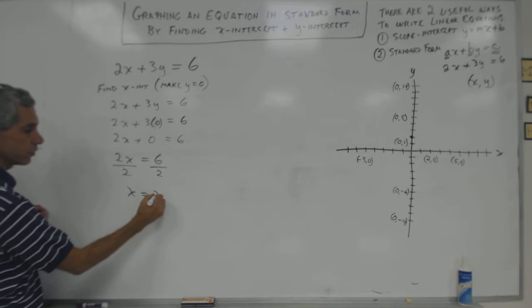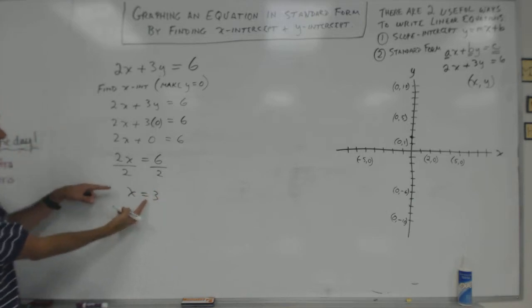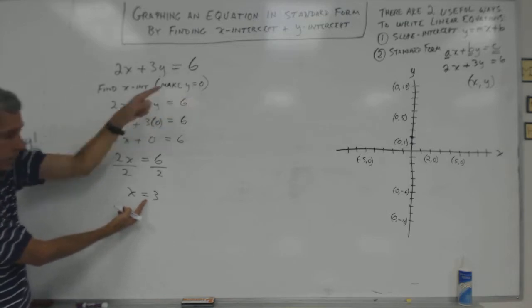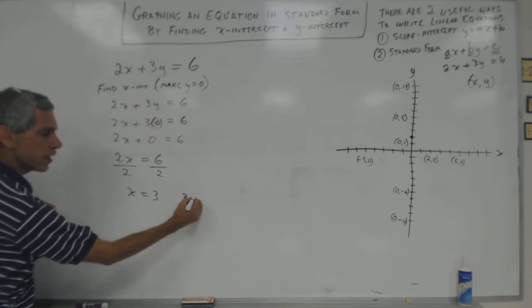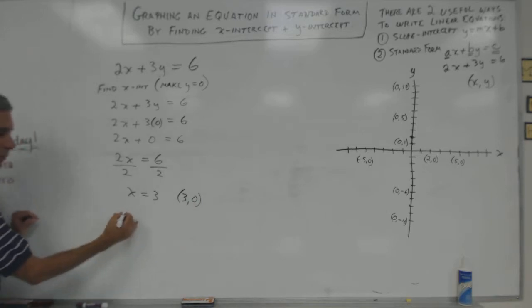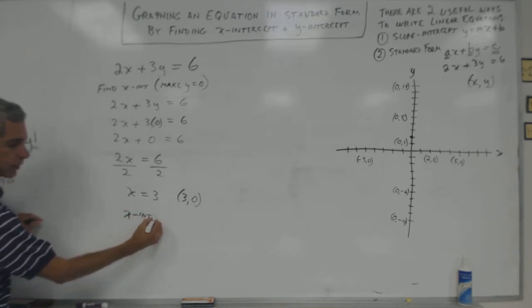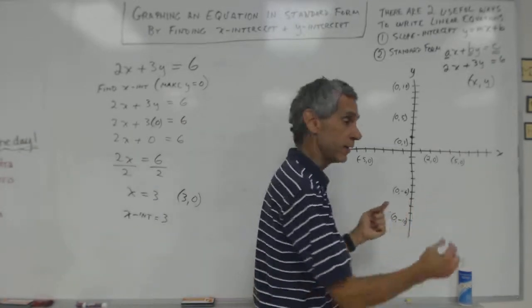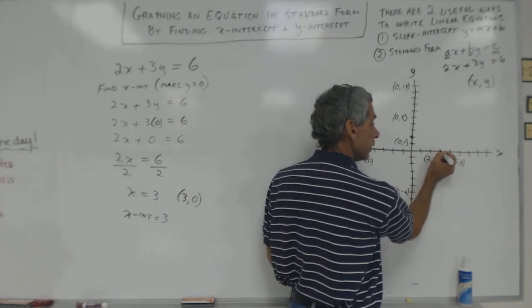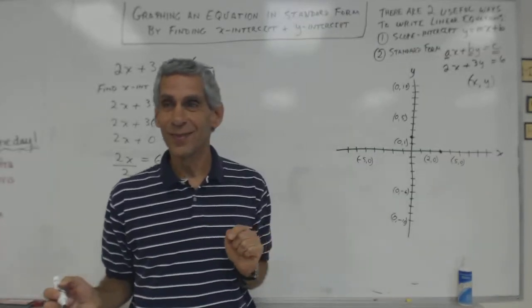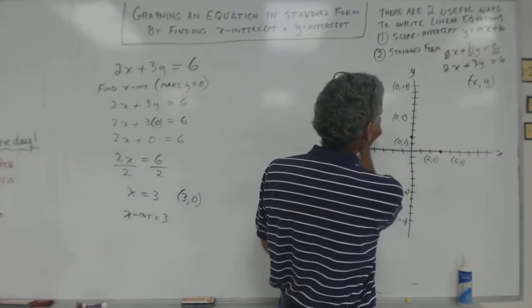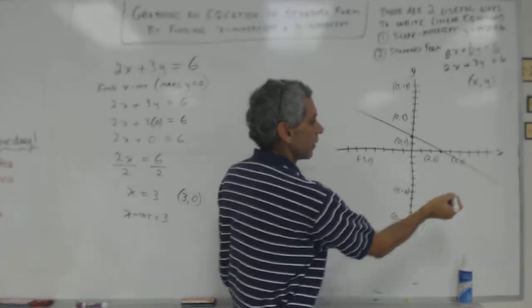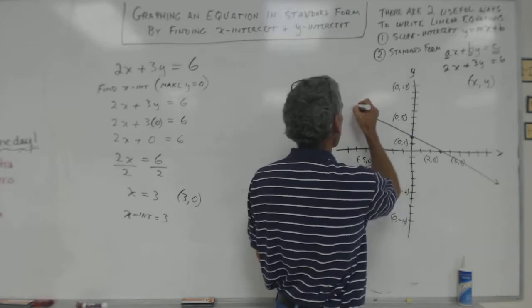So I got x is equal to 3, right? Which really means x is 3 when y is 0. So really it's the point 3, comma 0. Are you with me? That means my x-intercept is 3. So can I go up to my x-axis, go over to 3, and put a dot? Yeah. Now what do I do? I make a line. Boom. And then I put arrows on either side.